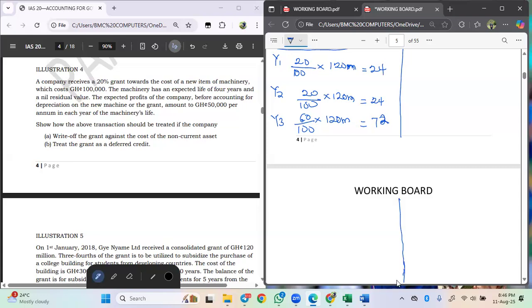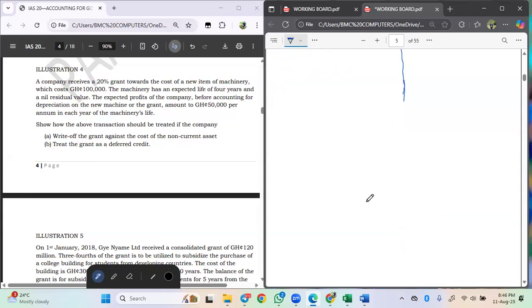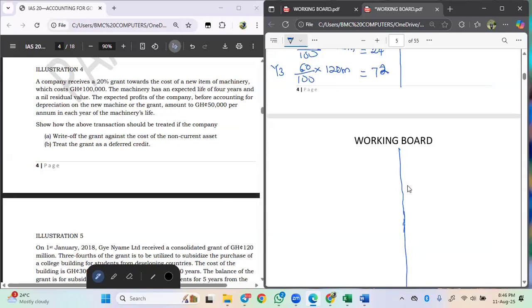Illustration 4 requires us to show how the above transaction should be treated if company A writes off the grant against the cost of the non-current assets, and B treats the grant as a deferred credit. A company receives a 20% grant towards the cost of a new item of machinery which costs 100,000 cedis. The machinery has an expected life of 4 years and a nil residual value.